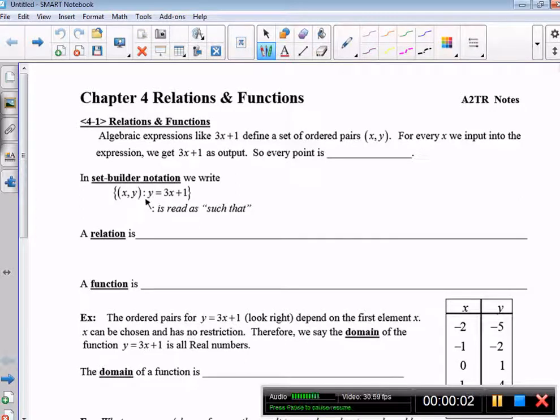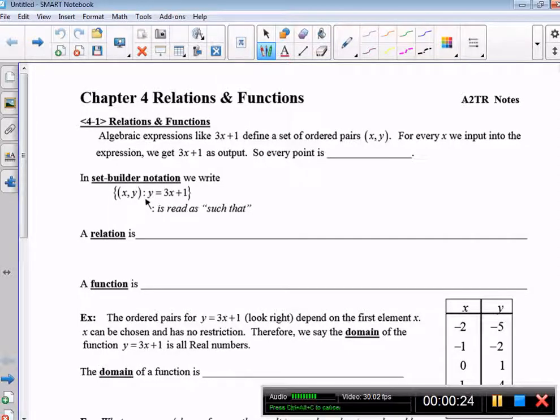Okay, so today we are going to be moving on to Chapter 4, Relations and Functions. So 4.1 is exactly that, relations and functions. An algebraic expression like 3x plus 1 defines a set of ordered pairs, x, y. For every x we input into the expression, we get 3x plus 1 as output.